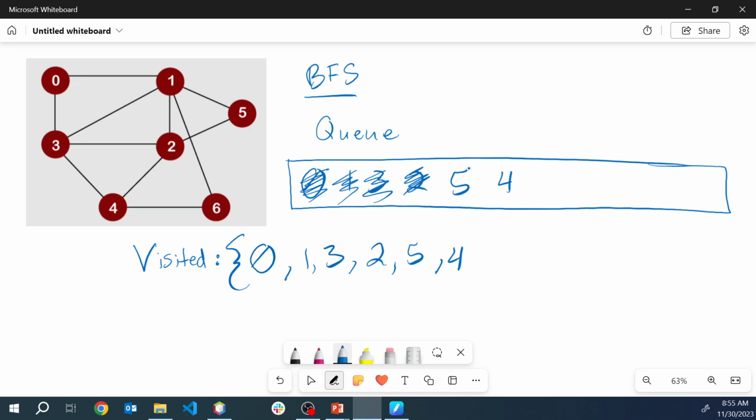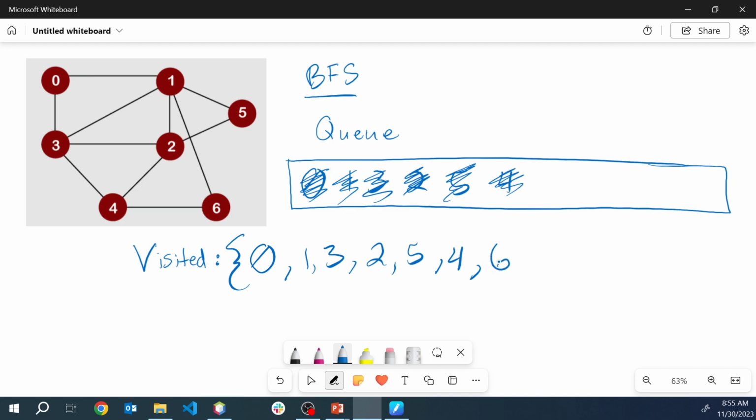Next iteration, we come to the 5. We're going to dequeue the 5, and we're going to look for all of 5's unvisited neighbors. Well, 5 is connected only to 1 and to the 2. They are both already visited, nothing else to happen at that iteration. And we're finally at the 4. What do we do here? We dequeue the 4, and we're going to find all of 4's unvisited neighbors. 4 is connected to 3, 2, and 6. 3 and 2 are already visited. 6 is not. That was the last remaining vertex.